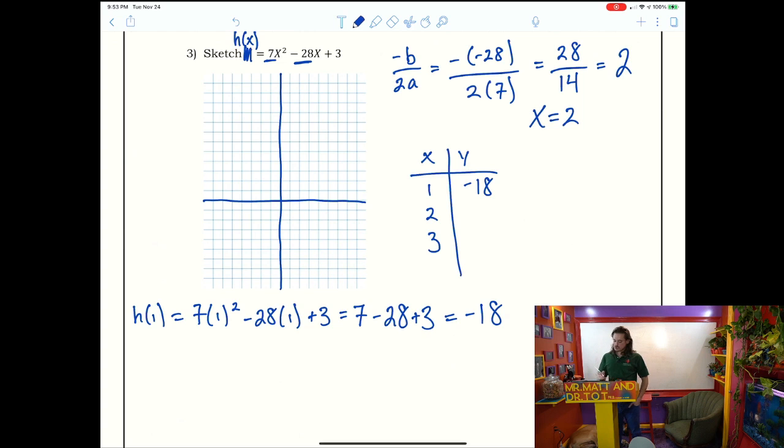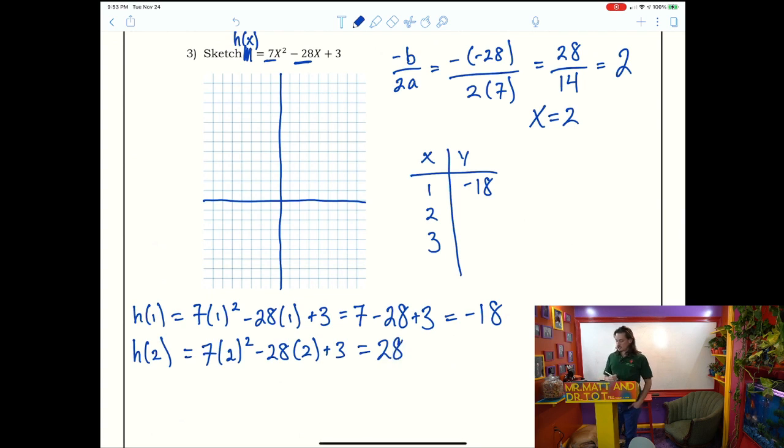At x is equal to 2, so h of 2, we're going to have 7 times 2 squared, minus 28 times 2 plus 3. 2 squared is 4. 4 times 7 is 28.